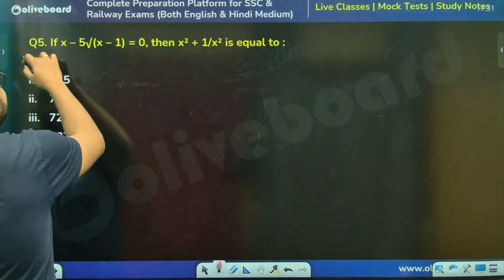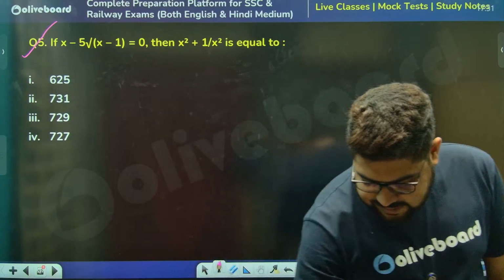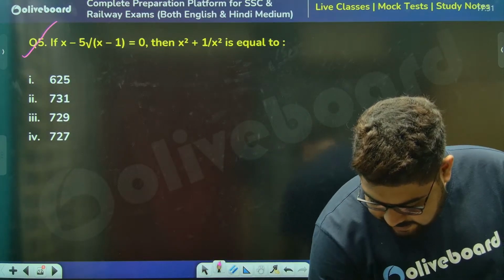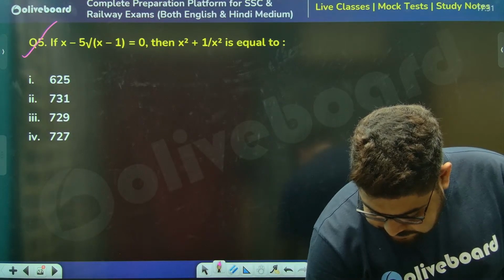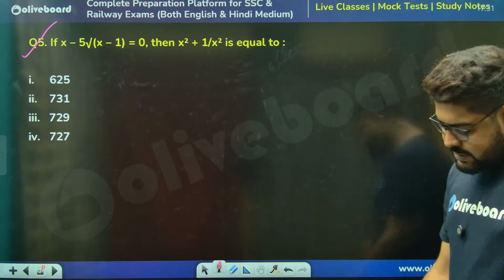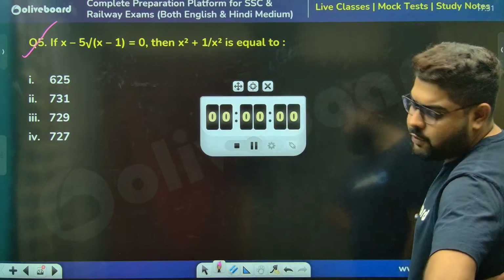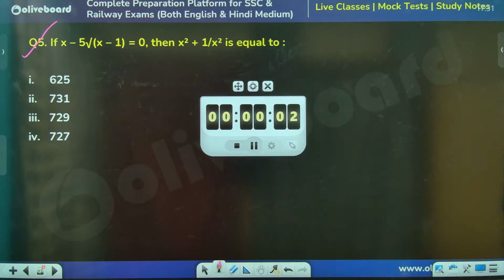Next question. Algebra. Please solve. It should be 40 seconds. It should not take you more than that.